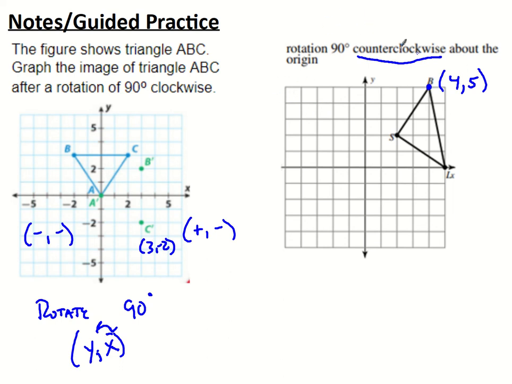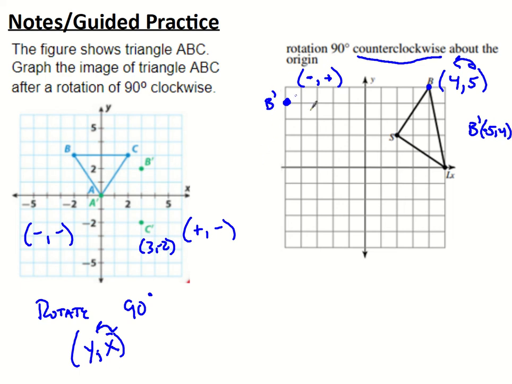Because it's 90 degrees, I have to swap my x and my y. So my new B is going to be 5, 4. I swapped x and y. But now I just have to look at it: it's going to be in this quadrant. What are all the points in this quadrant? All the x's are negative and all the y's are positive, right? Because this is on the left side and it's up. That means my point's going to be negative 5, positive 4. 1, 2, 3, 4, 5. 1, 2, 3, 4. And there's my new B.